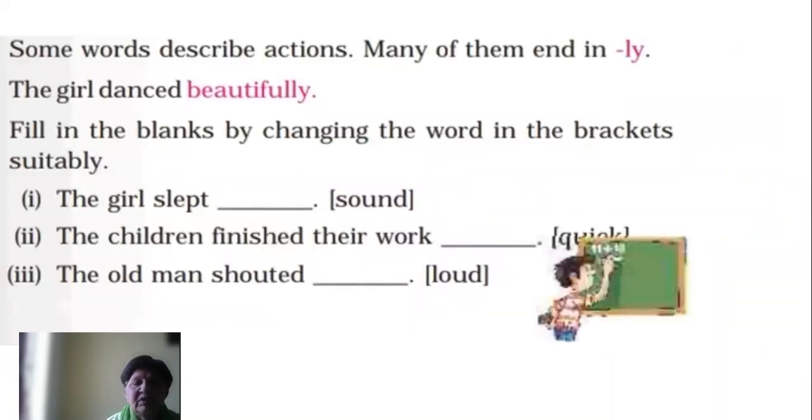Now here the describing words end in ly. In some places the spellings change, but in some places the spellings do not change. The girl danced beautifully. Beautiful is the describing word, and beautifully, we are adding ly. Here the spelling doesn't change.